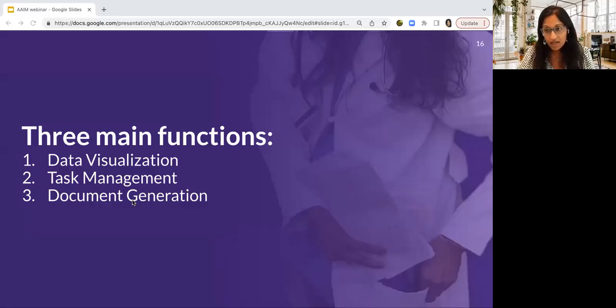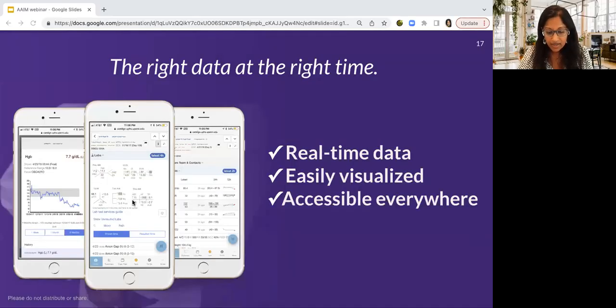And then the third is really document generation, which we hadn't even thought of when we first built it. But we realized there's so much double, triple documentation: the things that we write on paper, the things that we message, and then the things that need to end up in the chart. So we built a way to actually generate documentation and content to put into the notes so that the EHR is more complete.